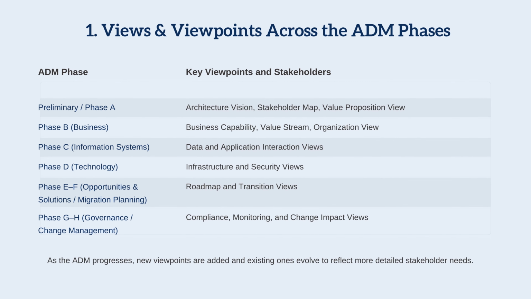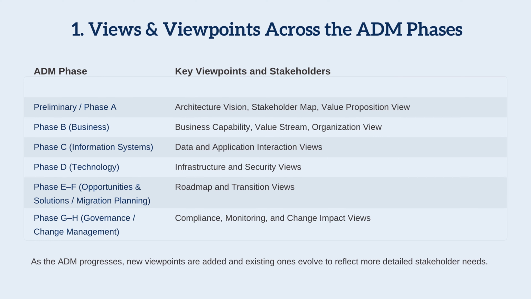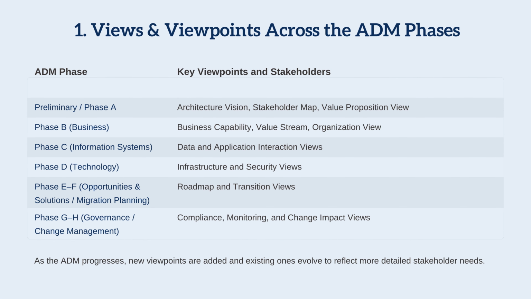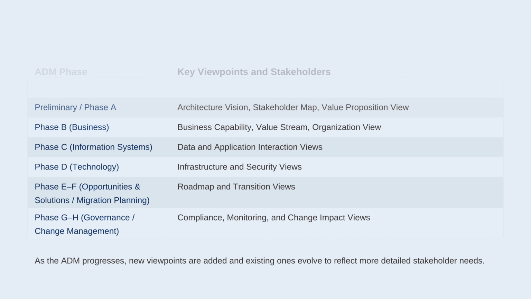Views and viewpoints across ADM phases. Let's see where views and viewpoints fit within the ADM. During the preliminary phase and Phase A, we identify stakeholders and define the key viewpoints to use. In Phase B through D, we develop detailed views for each domain: business, data, application, and technology. During Phases E and F, we build implementation and migration views. And in Phases G and H, we add governance and change management views to track compliance. This continuous alignment ensures every ADM output stays stakeholder-driven and purpose-focused.